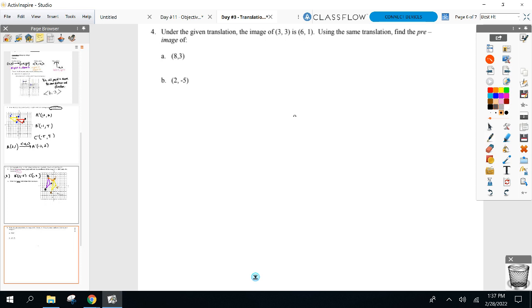Whoa, pre-image. So hey, look at part A. 8, 3 is where I ended. Where did I start is what I'm looking for. I ended up on the coordinate of 8, 3 using this translation rule. Where did I start?